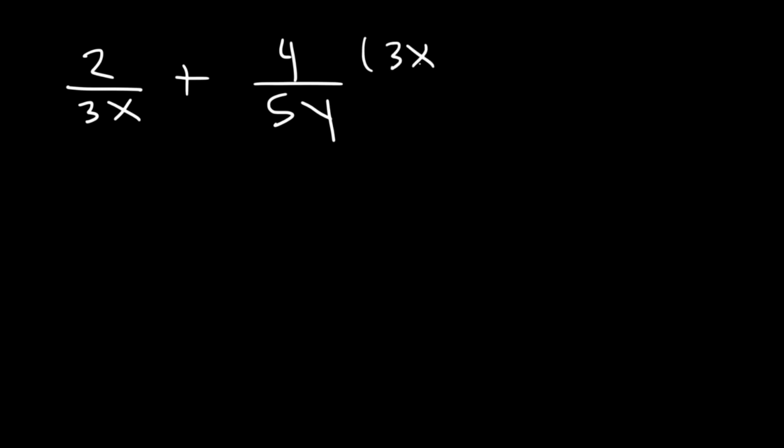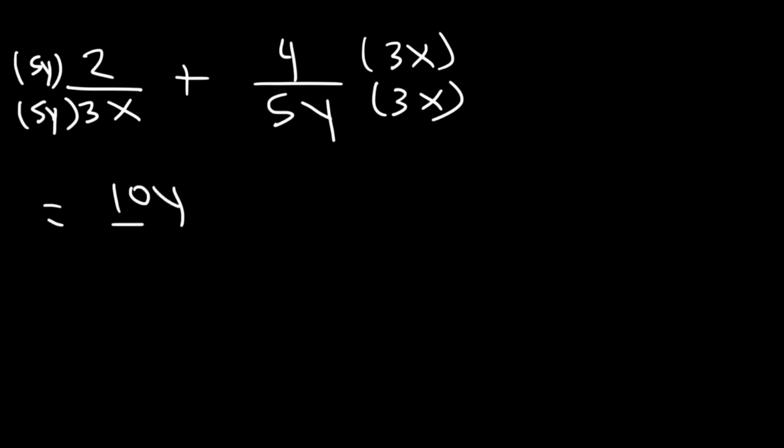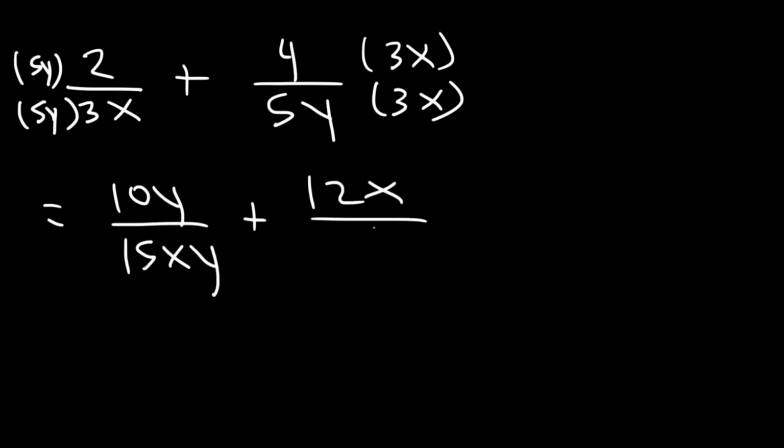Well, to illustrate it, let me give you an example problem. Let's say we have 2 over 3x plus 4 over 5y. How can we combine these two fractions into one single fraction? Well, we need to get common denominators first. So I'm going to multiply the second fraction by 3x over 3x, and the first one by 5y over 5y. So this will give me 10y over 15xy plus 12x over 15xy.